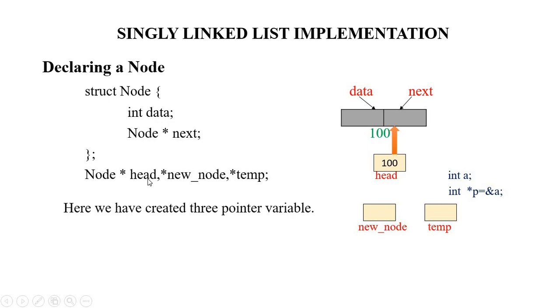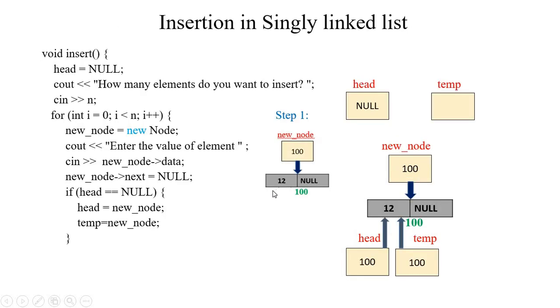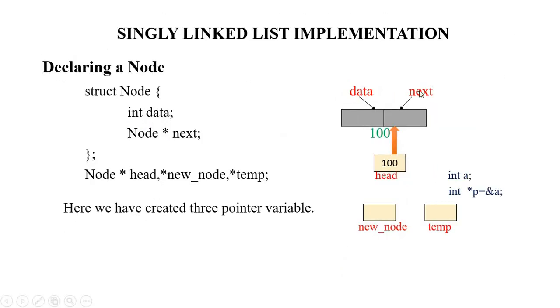Now for implementation purposes we need three more pointer variables. So we are using node star head, comma, star new_node, comma, star temp. Now the next step is inserting into the singly linked list. How do we do insertion into the singly linked list? Before that, imagine this head is pointing to this node. Suppose the address of this node is 100, so the address value in the node head is 100. Now how to access this part: head arrow data. How to access this: head arrow next.